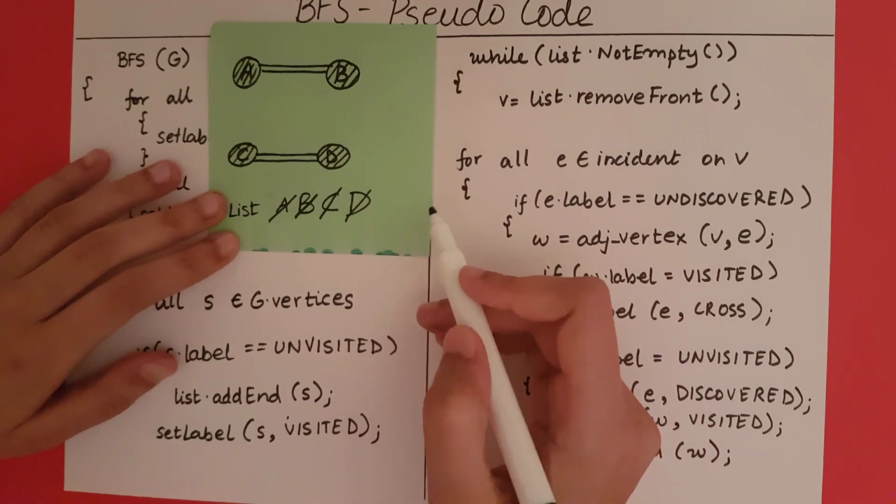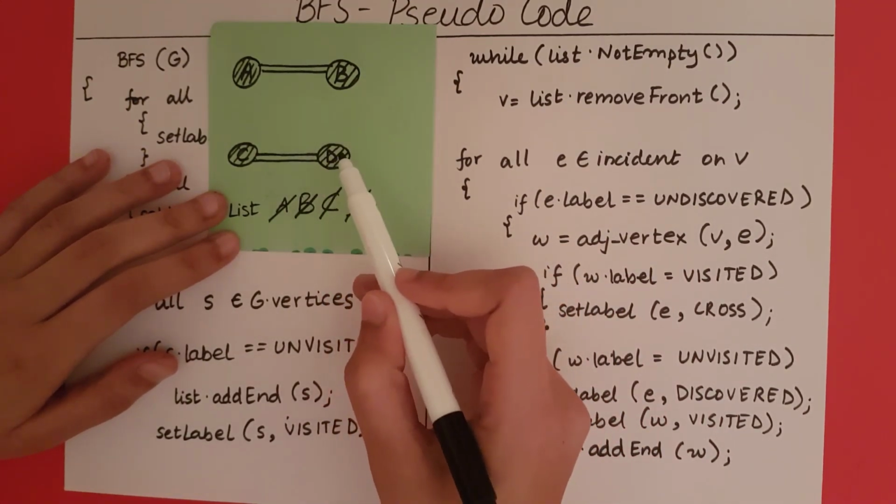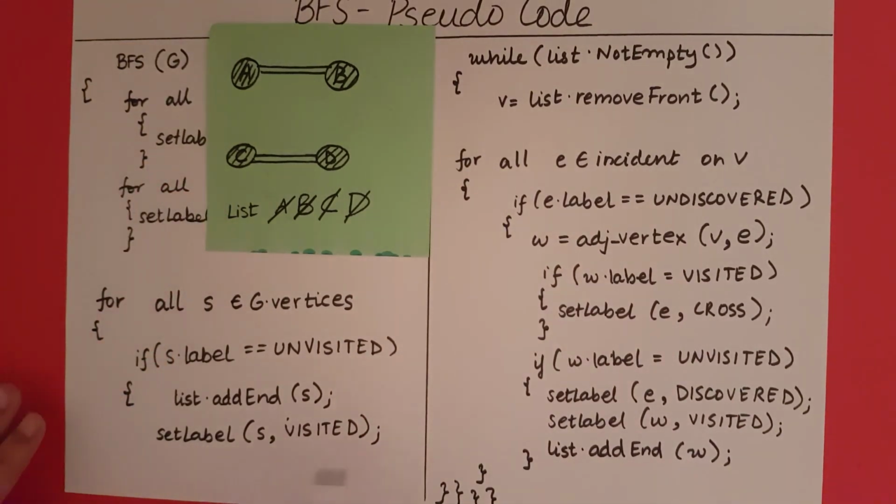I'll set it to V. I'll search for an undiscovered edge. There are no undiscovered edges, so I will come out of the while loop. Now I have come out of the while loop, I will come back to this for loop. Now, for all S belonging to G dot vertices, I'll go to D. If D is unvisited, no, D is visited, so I will not perform these steps. I'll go to the next iteration of the for loop for all S belonging to G dot vertices.